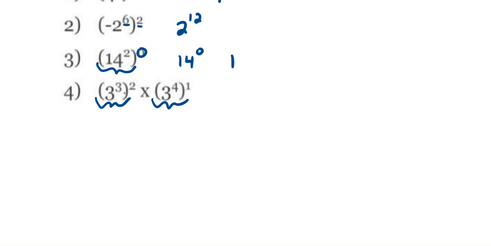3 to the power of 3 to the power of 2 would be the same as 3 to the power of 6. 3 times 2 is 6. Times 3 to the power of 4, times 1 is 4. Now we add the 6 and the 4, which gives you 3 to the power of, and remember, we work our way down in math, so I'm going to write this just right underneath. 3 to the power of 6 plus 4 is 10. We're adding those because we were multiplying with the same base.